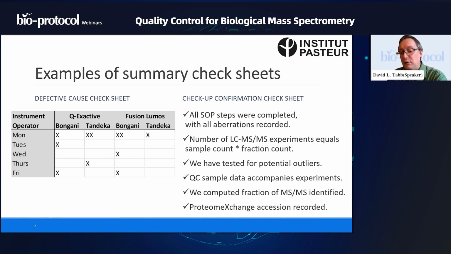I'm giving an example of a quality control metric for shotgun identifications here. We computed the fraction of MS-MS scans that we identified. So maybe we collected 10,000 tandem mass spectra in each of our experiments, but maybe we identified only about 2,000 of those 10,000 tandem mass spectra. That's an identification rate of 20%.